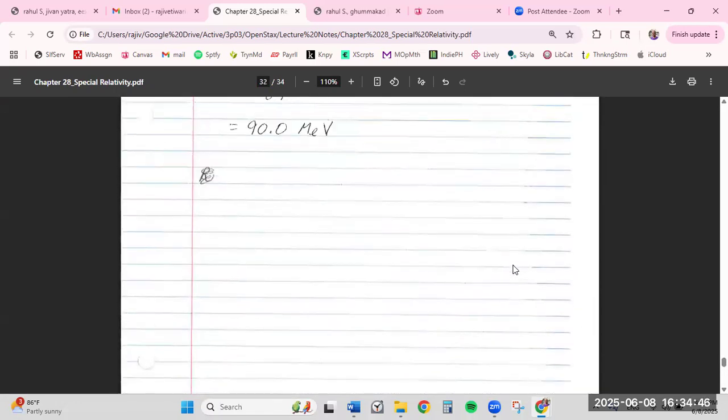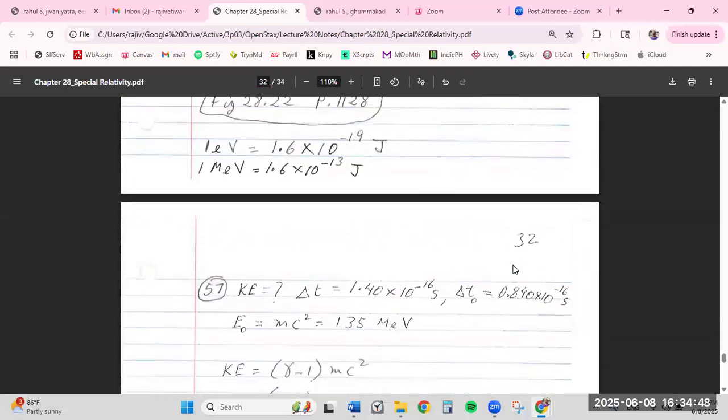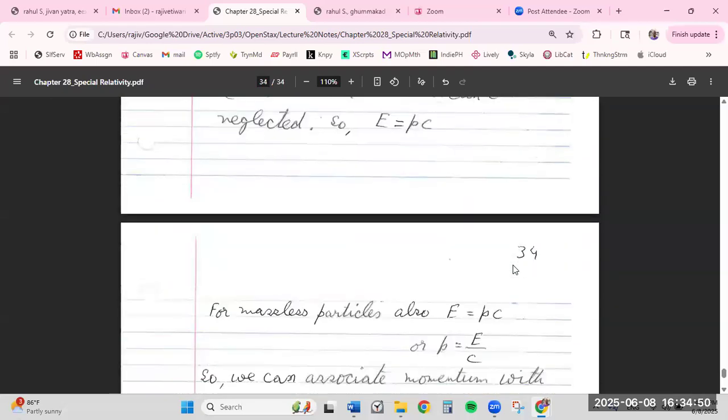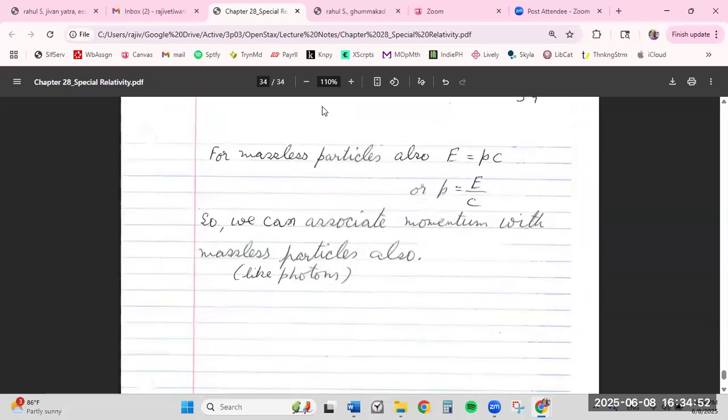So that brings us to the end of this chapter. It brings us to the end of our discussion of special relativity.